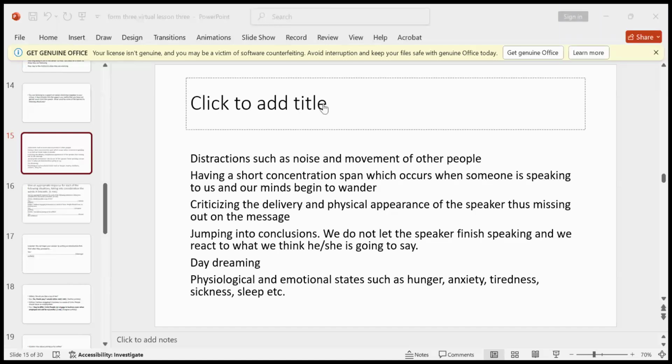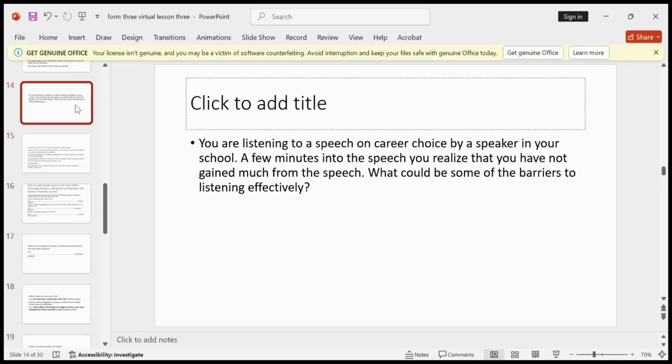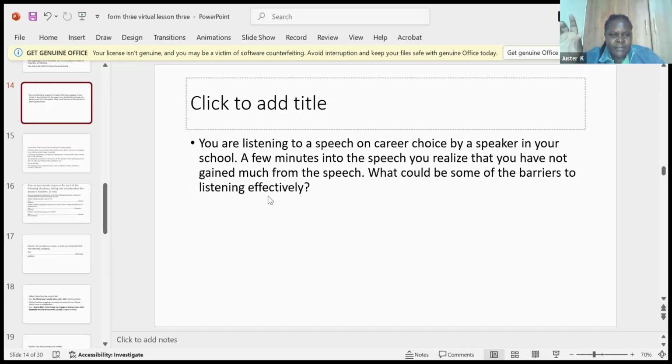Fidgeting. And poor articulation of words, by the speaker. Now, the question is on listening effectively. It is you who is not listening. It is not about the delivery of the speaker. It is about you who is not listening. What can make you not listen?